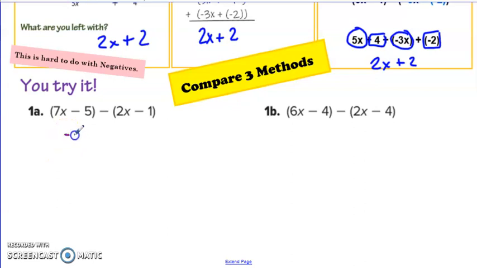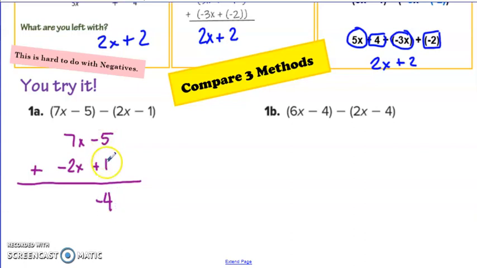Okay, we've got 7x minus 5 minus the whole quantity of 2x minus 1. Now, I said it's the whole quantity, so that means that we need to do this sign change thing here, right? And so there we go. Okay, so -5 plus 1, you take the sign of the largest, which is the -5, and then you're going to take the difference of the 2, which would be a -4.